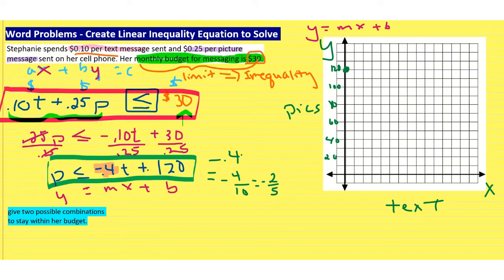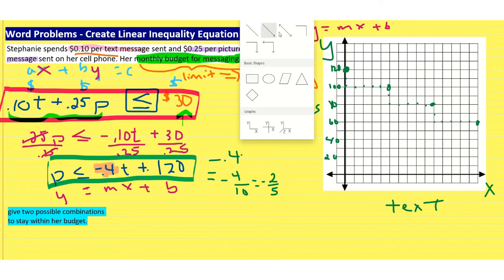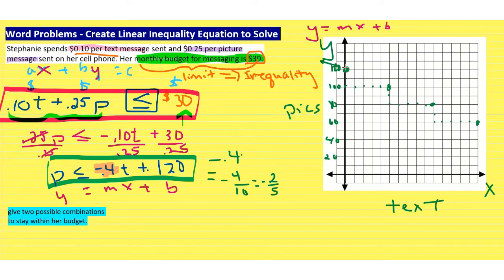So let's go ahead and do that. We're going to go down 2 and over 5. 1, 2, 3, 4, 5. Okay, and then down 2 and over 5. 1, 2, 3, 4, 5. And down 2 and over 5. 1, 2, 3, 4, 5. There we go. Okay, so now let's go ahead and connect all those dots so that we can see what our graph is actually going to look like.